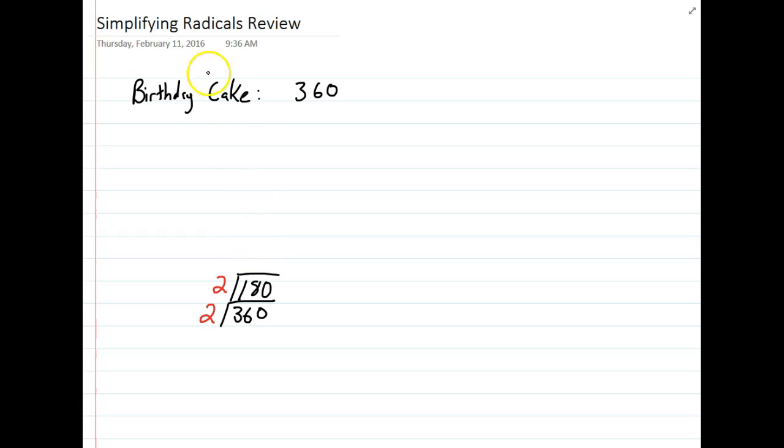And so 2 goes into 180, 90 times. Okay, 2 can go into 90, 45 times. Now here, 2 can no longer go in. So when 2 doesn't go in, the next smallest prime to try is 3. 3 can go in 15 times. Again, try 3 again. 3 can go into 15 5 times. Now 3 can't go into 5, and so we try the next smallest prime, which is going to be 5.